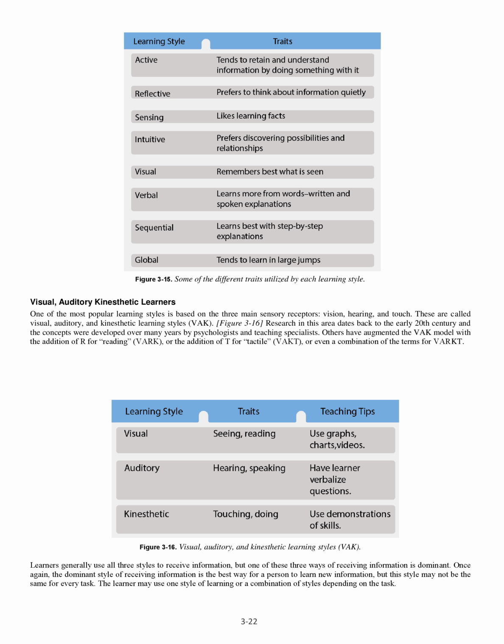Learners generally use all three styles to receive information, but one of these three ways of receiving information is dominant. Once again, the dominant style of receiving information is the best way for a person to learn new information, but this style may not be the same for every task. The learner may use one style of learning or a combination of styles depending on the task.